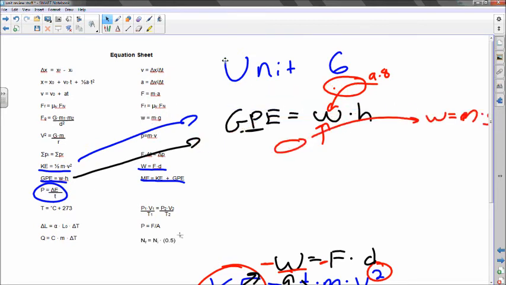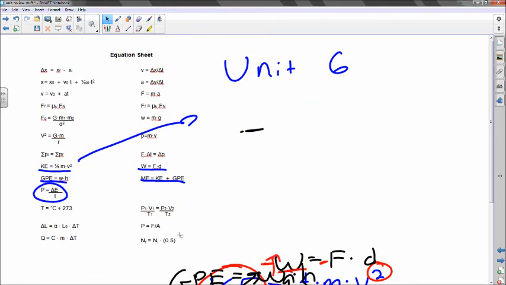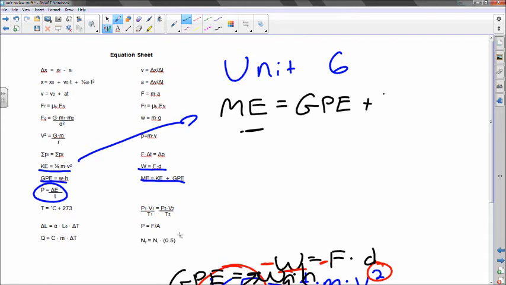Okay, the next equation here is ME equals GPE plus KE. And this is the equation for mechanical energy. The mechanical energy of an object just basically describes the total amount of energy it has, as long as there's no forces other than gravity working on it. So it's going to be equal to the potential energy and the kinetic energy added together. We usually see this in the case of an object that is dropped. We can use it for roller coasters as well, though.